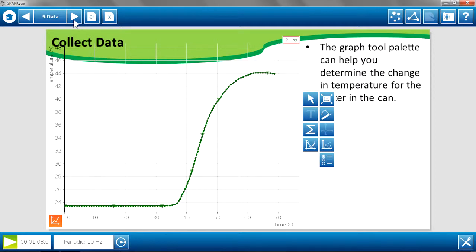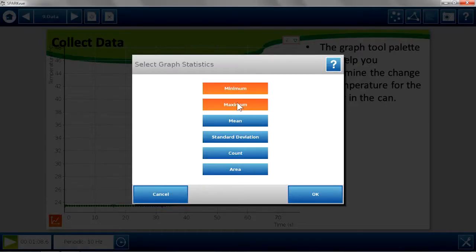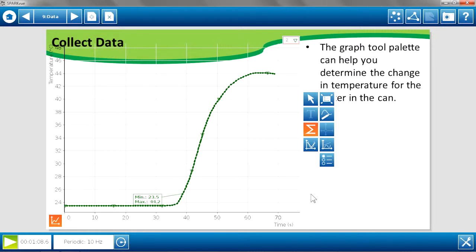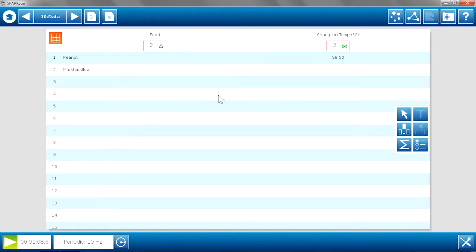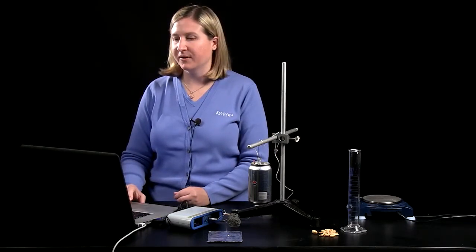So we've collected information on the mass before and after. Now we're going to look at the change in temperature of the water based on the energy that that food released. Our statistics tools of minimum and maximum are an easy way to find the difference in temperature. And that difference in temperature will be entered into a data table on the next page. So here students would be able to compare the peanut result to the marshmallow result, although at this point, just having a change in temperature doesn't give us enough information to compare the calories.